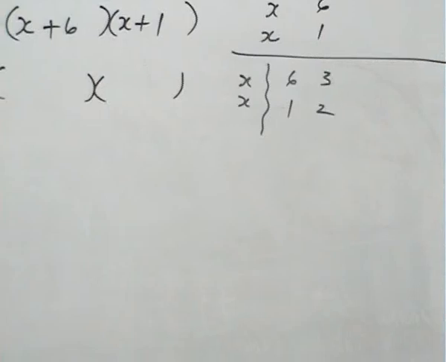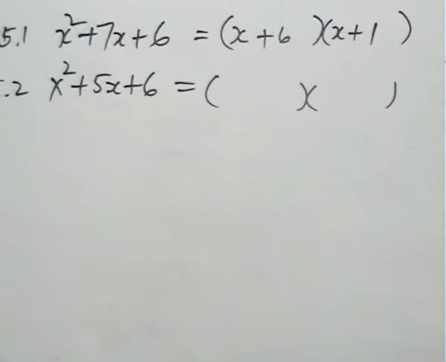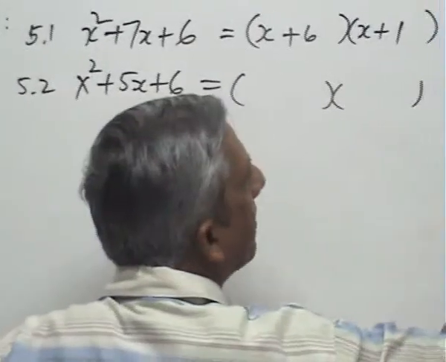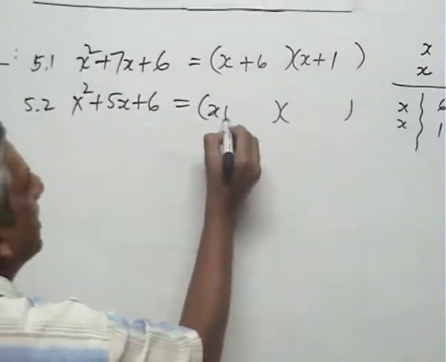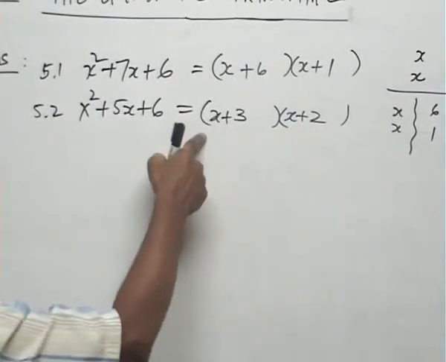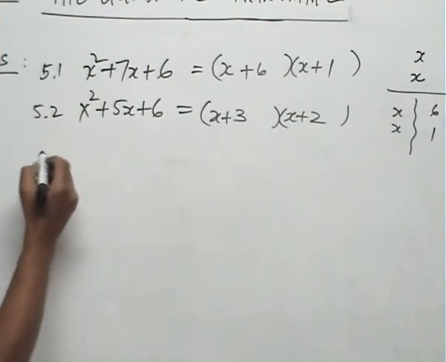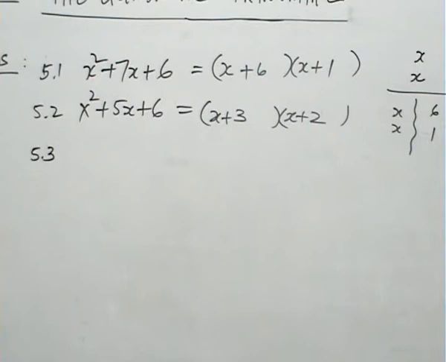3 times 1 will give you 6, and 3 times 2 will give you 6. So when you look carefully, the choice is 3 and 2. So it's x plus 3, x plus 2. You test this out, you're doing products, and you will get that answer, x squared plus 5x plus 6.